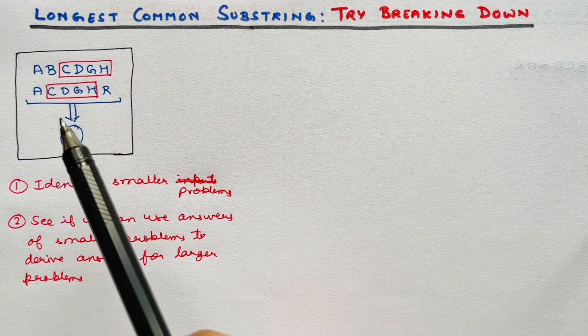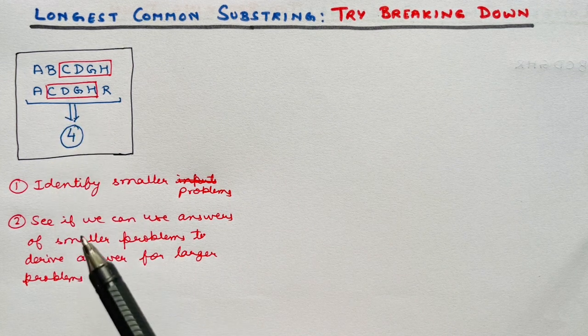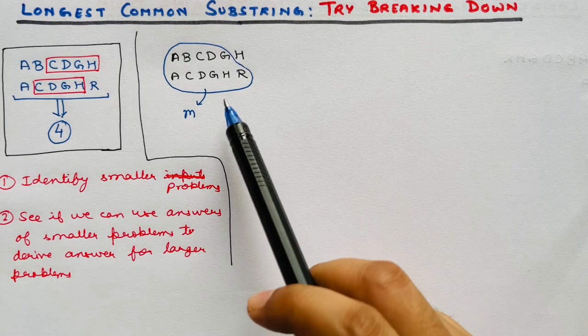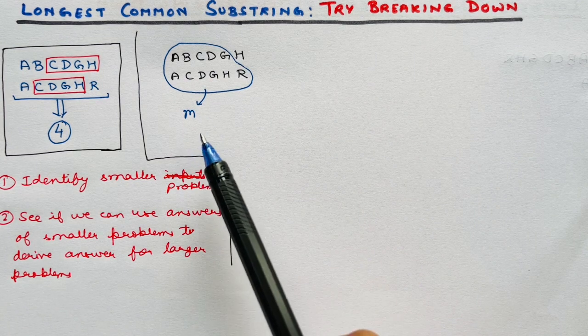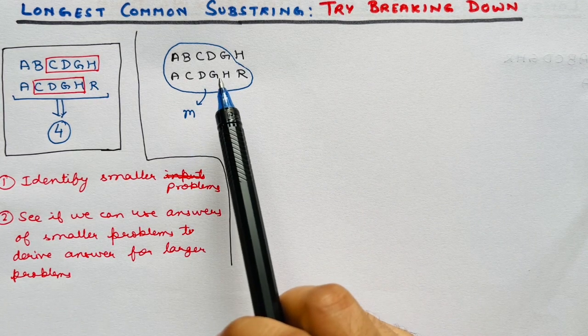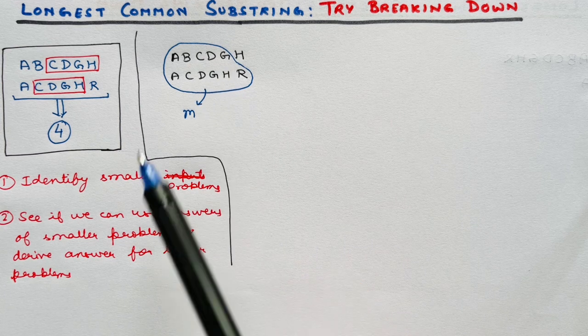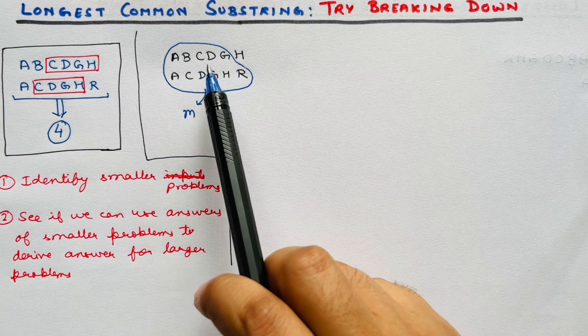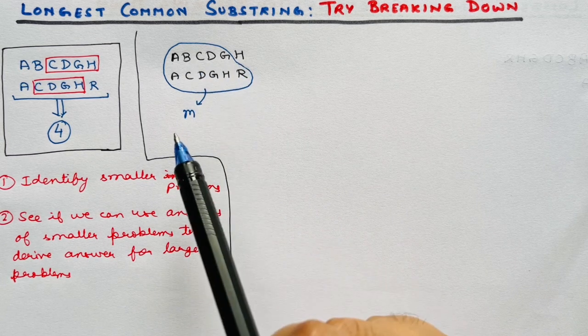So how do we know what is our smaller problem? How do we go to the smaller problem? Now in this case, we have two inputs, the two strings. So what will smaller problem mean? It would mean that the size of at least one of the strings is getting reduced. So let's see what happens when we try to go to a smaller problem. Let's say that this encircled part is our smaller problem. Here we have reduced our first string by length 1. For the first string, we are only considering the string A, B, C, D, G. We don't consider the H character.